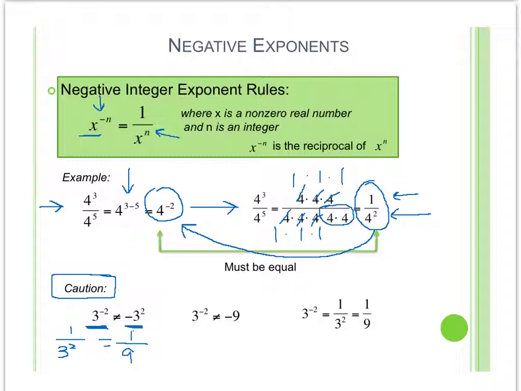Another common mistake is people will take 3 to the 2nd power, but then apply the negative out in front after they do 3 to the 2nd power. But again, 3 to the negative 2nd power is really 1 divided by 3 to the positive 2nd power, and that gives us 1 over 9.